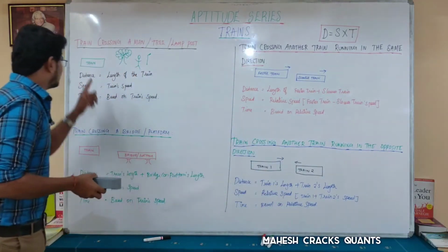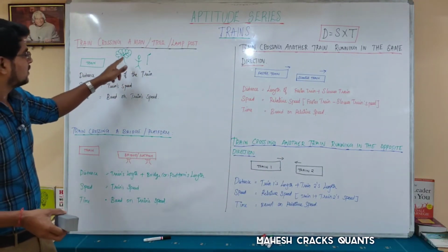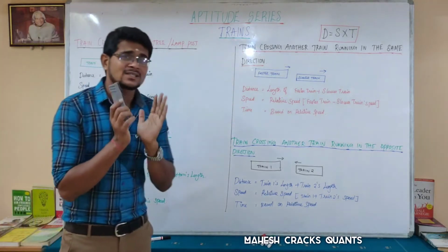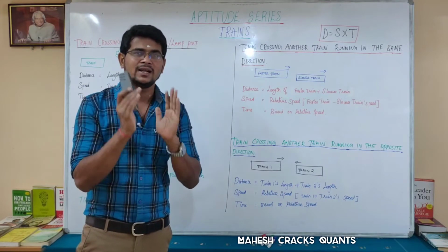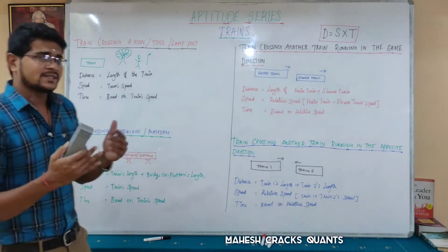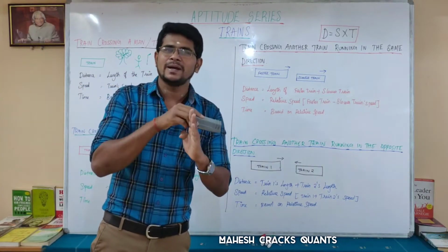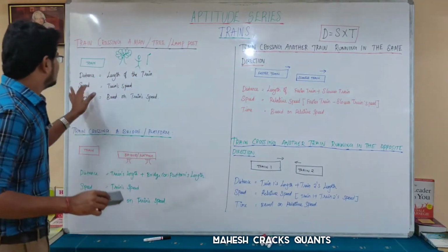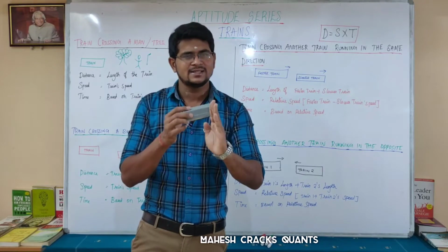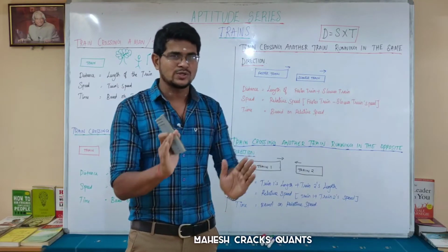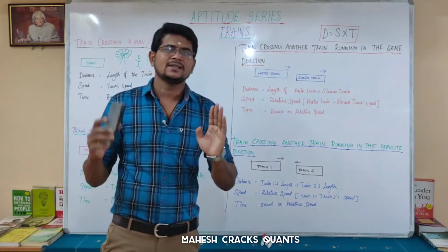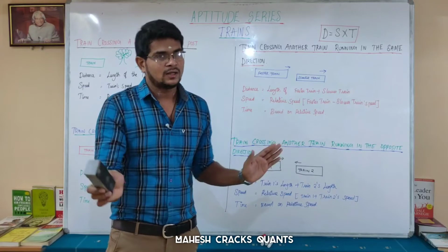So listen here, for a train crossing a man or tree or lamp post, what is the distance covered by the train? The length of its own is what it is covering. The train is covering its own length by crossing a man or tree or lamp post. And speed: the train alone has speed, because the man is standing, the tree is standing, and the lamp post is also in a stable place. Okay, that's all for the first type: a train crossing a man or tree or lamp post.